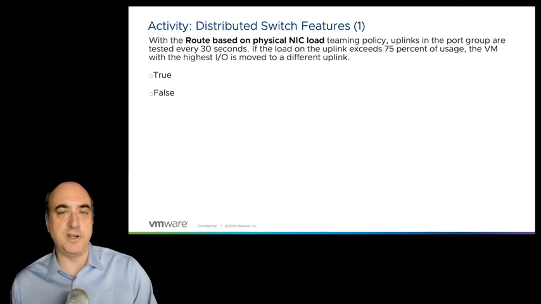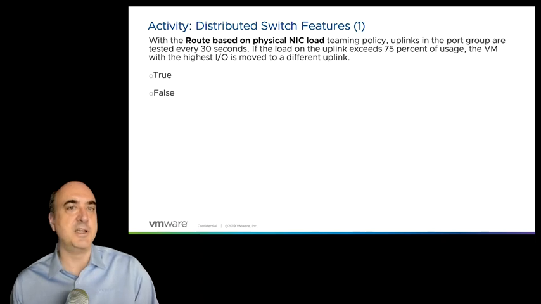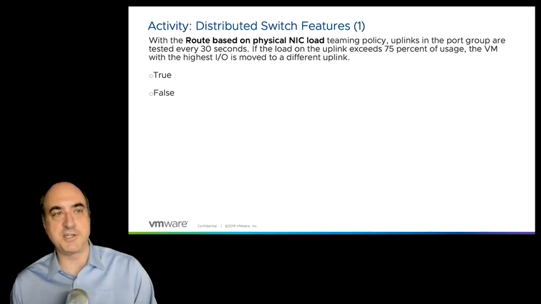So to review, we've gone through several things as they relate to virtual switches, distributed virtual switches in particular, and we did cover one of these things. For instance, with the route based on physical NIC load teaming policy in the vSphere client, it verifies the connection is tested every 30 seconds, and if the load on the uplink exceeds 75%, what will happen? Will it move the VM with the highest IO to a different uplink? Is that a true or false statement?